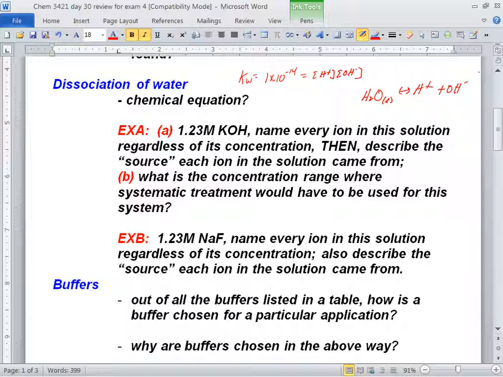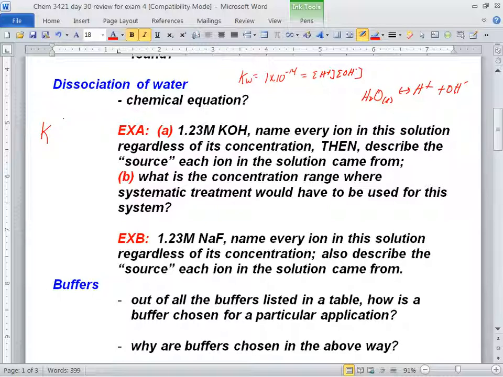Part A. I have 1.23 molar potassium hydroxide. Name every ion in this solution, regardless of its concentration. Then describe the source of each ion in the solution, where it came from. Ida, you lucky person. What's every ion, every species present? What would you name?